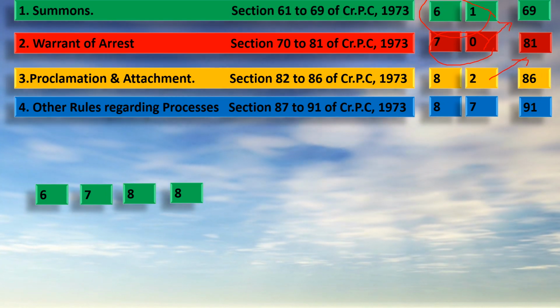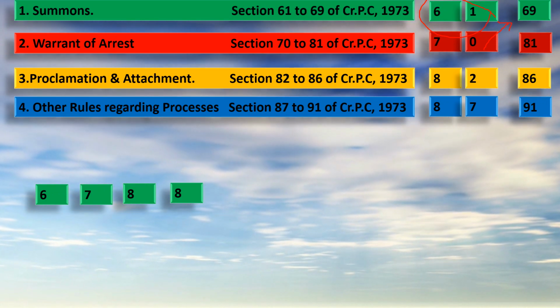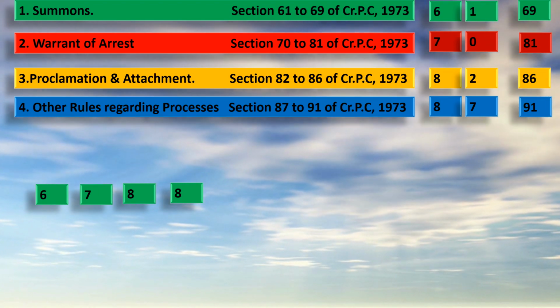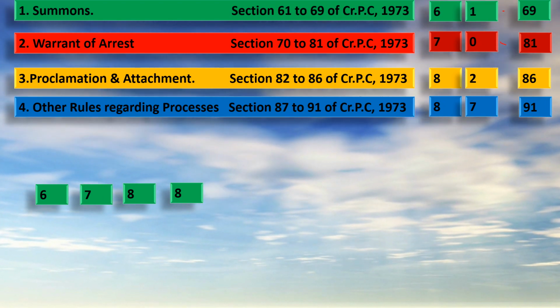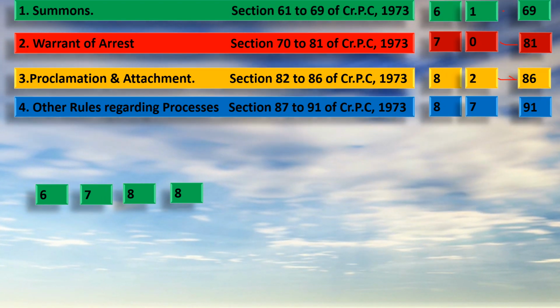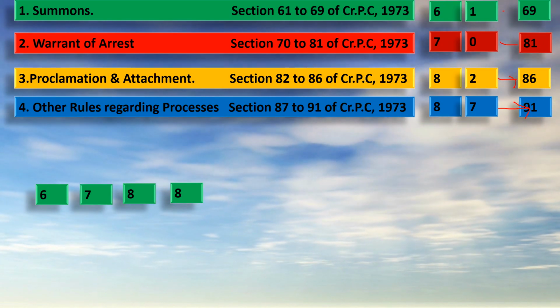Now it makes sense. The first part, summons, 61 to 69. The second part, warrant of arrest, section 70 to 81. Proclamation of attachment, section 82 to 86. And other rules regarding processes, section 87 to section 91.